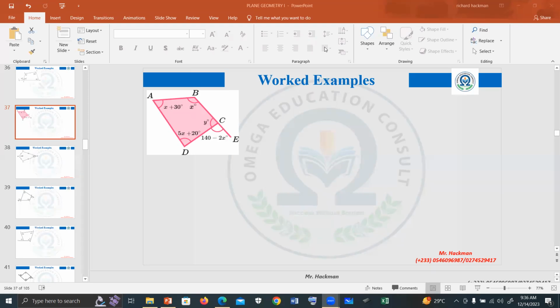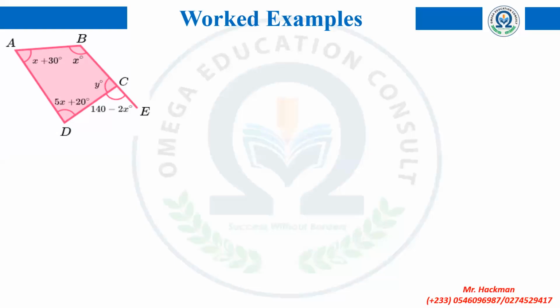In today's lesson, we are going to look at the solution to the assignment that was given in our previous lesson. We are looking at plane geometry 1. The diagram that we have before us, as you can see, the instruction was to find the values of X and Y. We are supposed to find the values of the variables that we can see there.